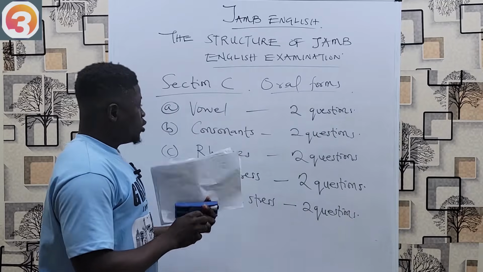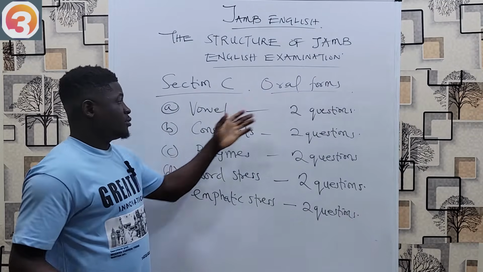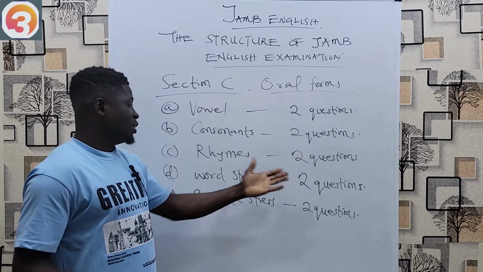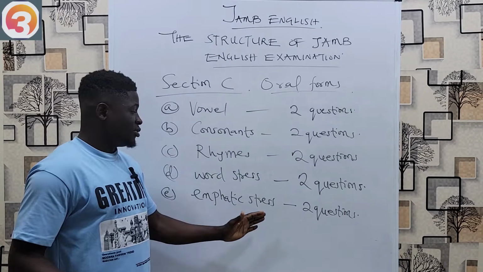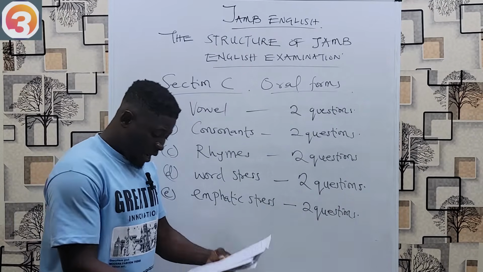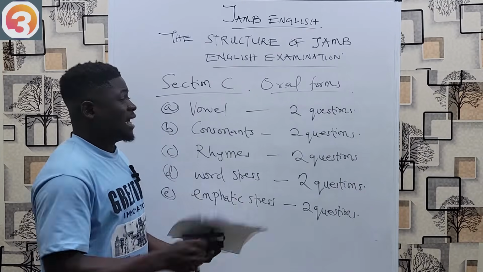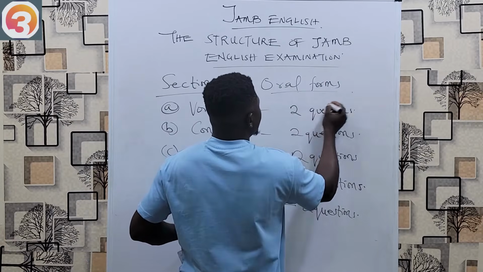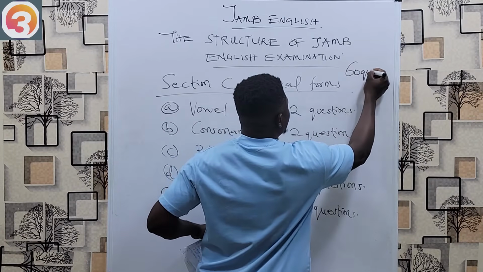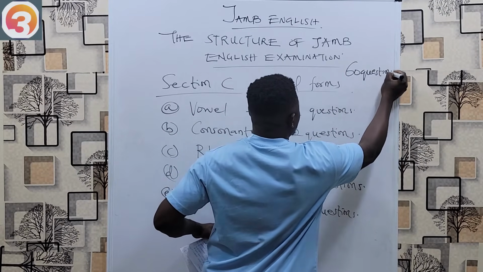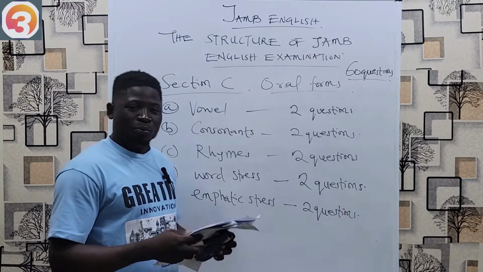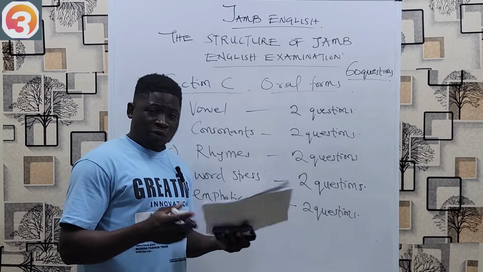Oral forms. So the first part is vowel sounds, 2 questions. Consonant sounds, 2 questions. Rhymes, 2 questions. Word stress, 2 questions. Emphatic stress, 2 questions. By the time you add all the questions together, you are going to see a total of 60 questions from English language. 60 questions. So imagine you get all the 60, you get all your 100 marks complete, right? So it's over 100.